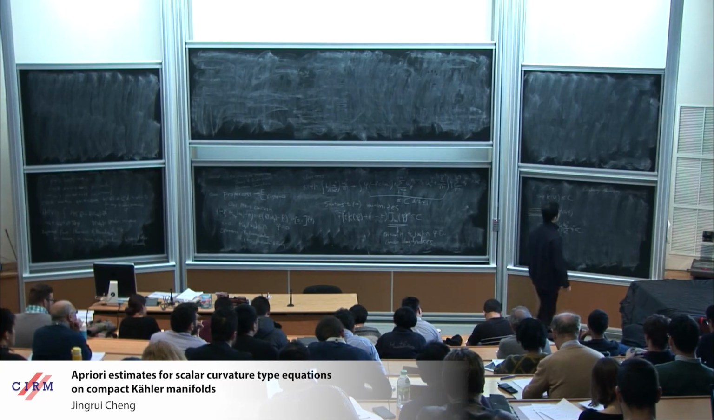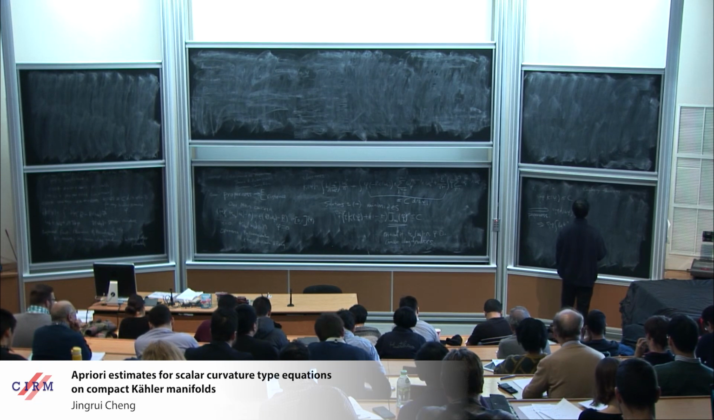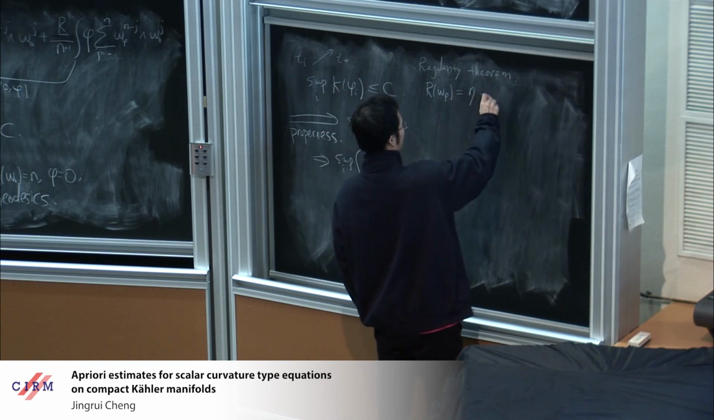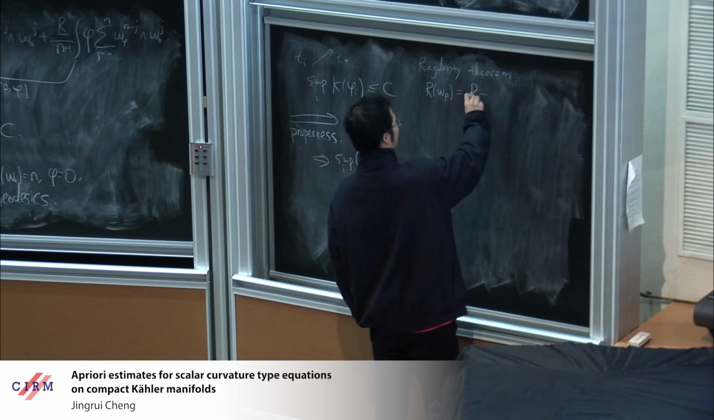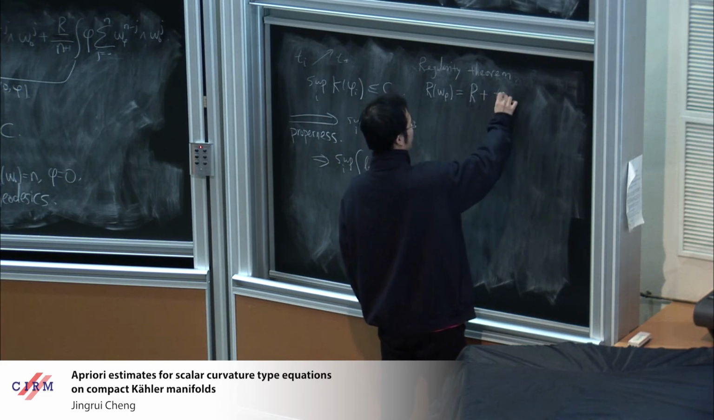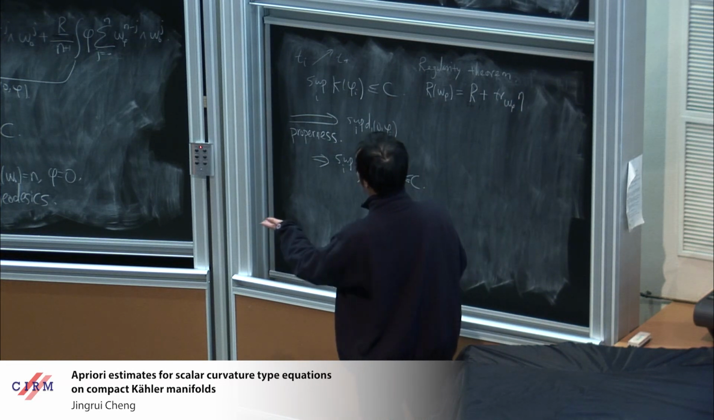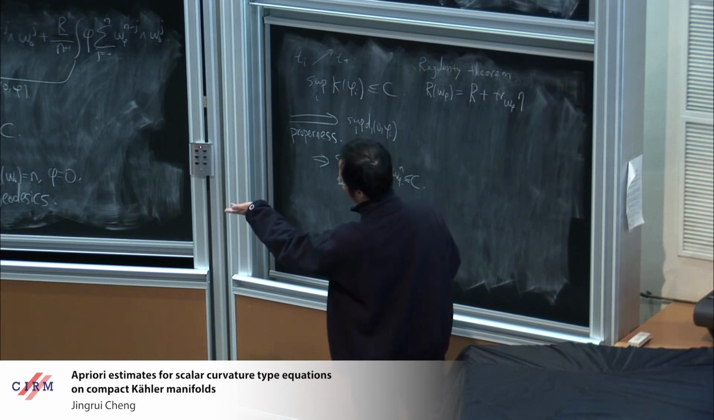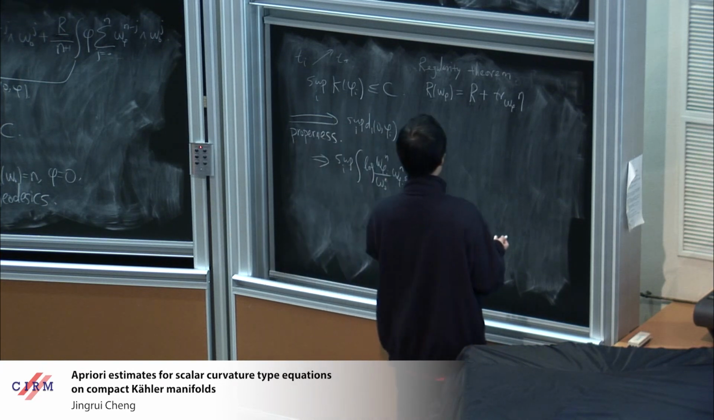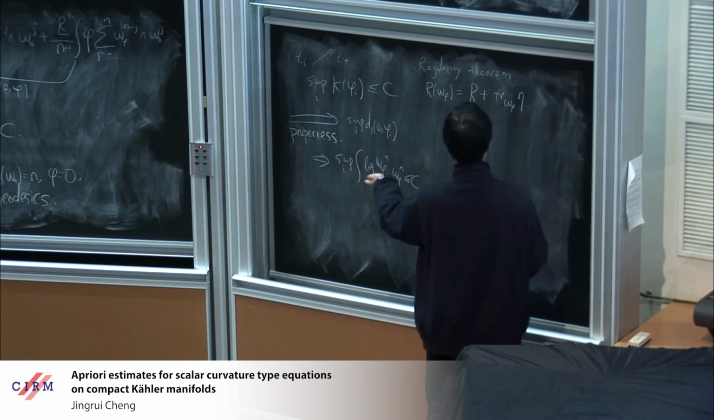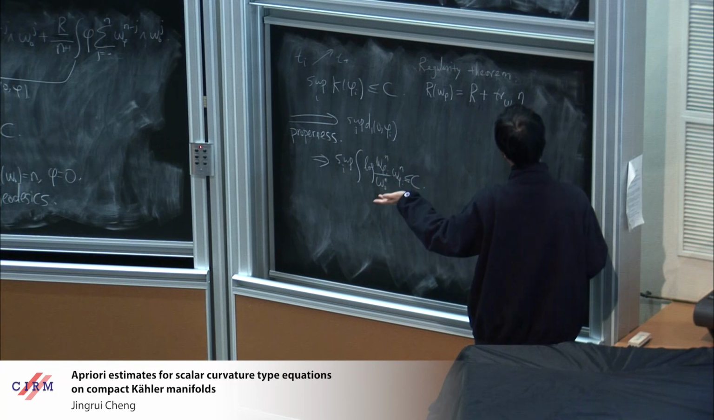So the regularity theorem says that suppose you have scalar curvature. Consider equations of the form scalar curvature equals R plus trace omega phi of eta. Because we want to apply the estimates to the twisted equation, you have to consider more general equations than the cscK. But that doesn't change the estimates much.